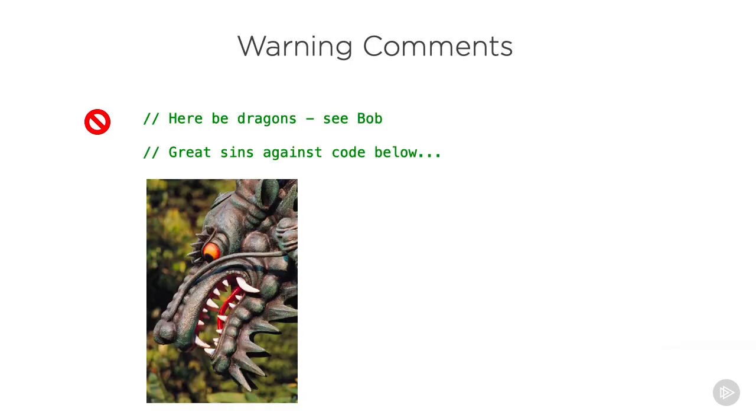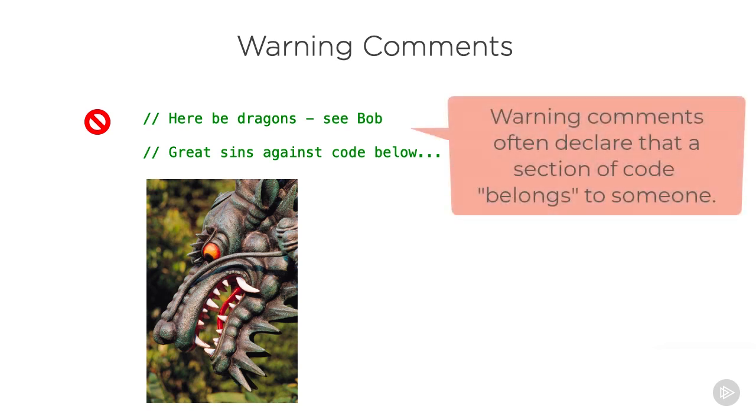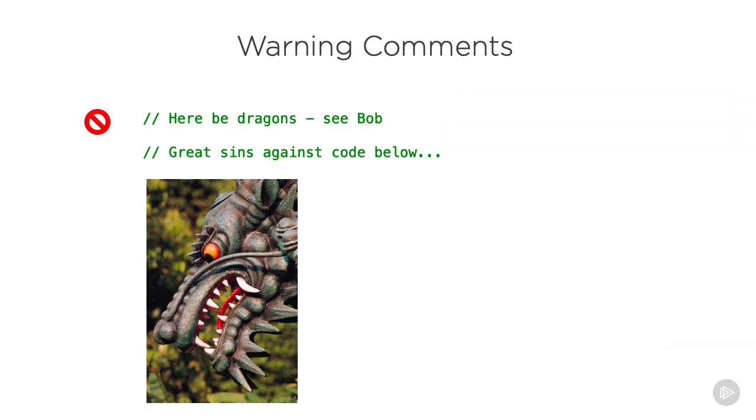Warning comments are closely related to the apology comments we just discussed, but they're arguably even worse. Why? Well, they're also warning that lousy code is ahead, but with warning comments, the developer isn't even bothering to apologize. Warning comments are often characterized by a warning that a section of code can only be touched by a certain developer. Sometimes warnings are indeed necessary, but in many cases, they're simply a sign of an area that needs to be refactored.